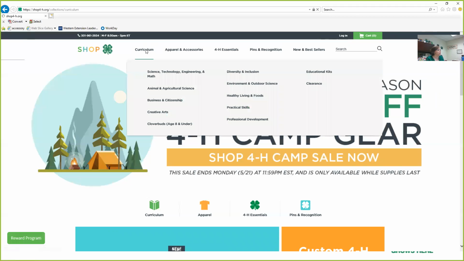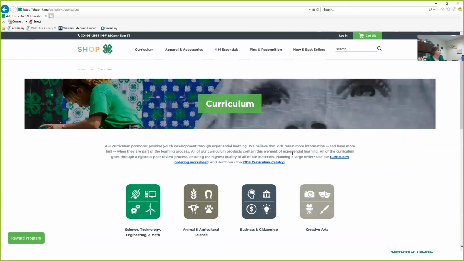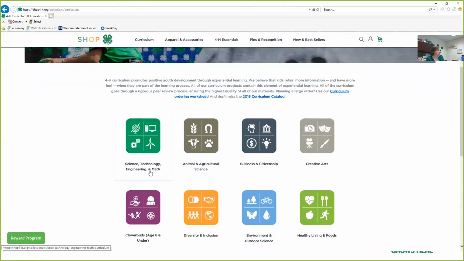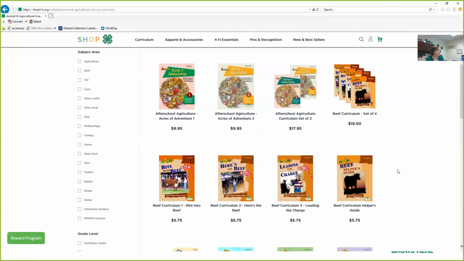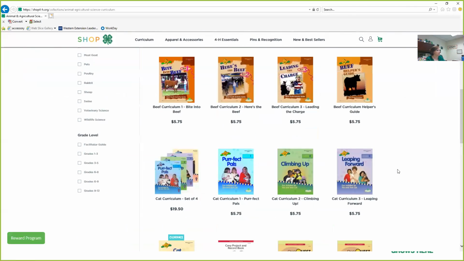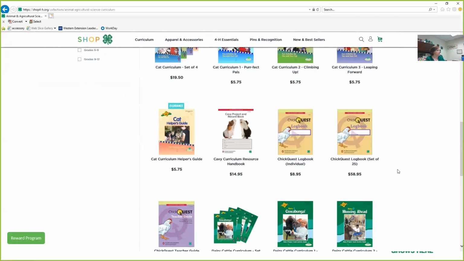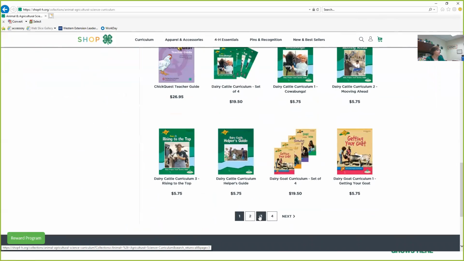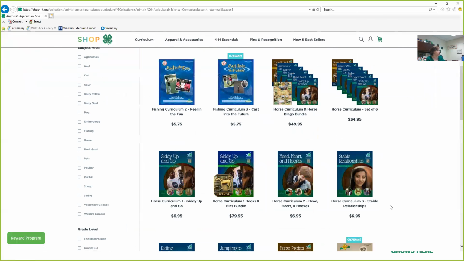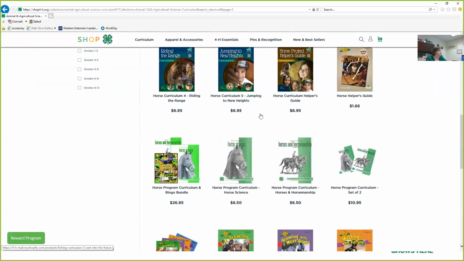If you go to the curriculum, again, here's your science, technology, engineering, and math, your animals and agriculture. Just going to click on that. There's lots of different pieces in here. You can see there's tons. All of these have gone through a good process. This is where you're going to find the fishing curriculum. I'm still not really sure why it's in agriculture, but it's okay. We'll survive with it there.